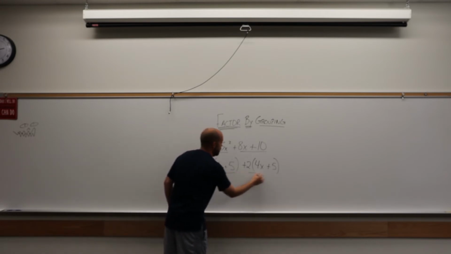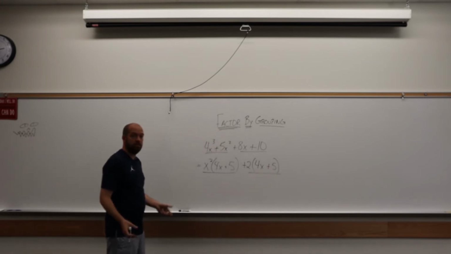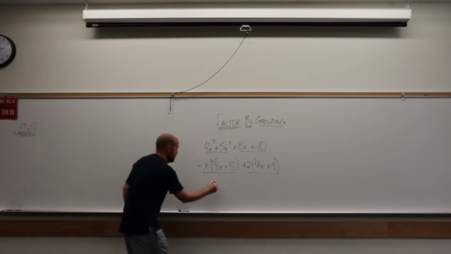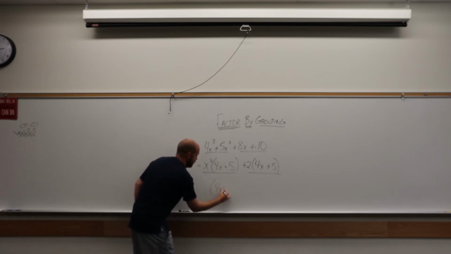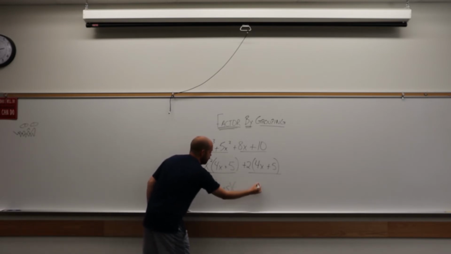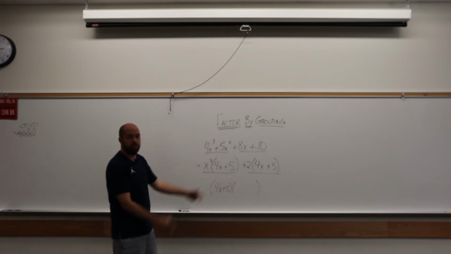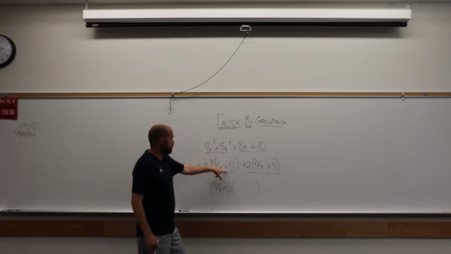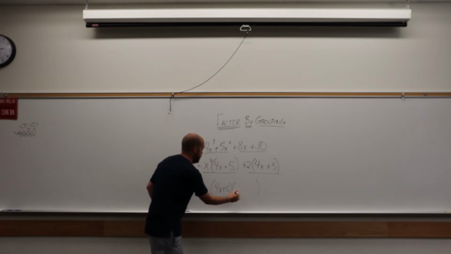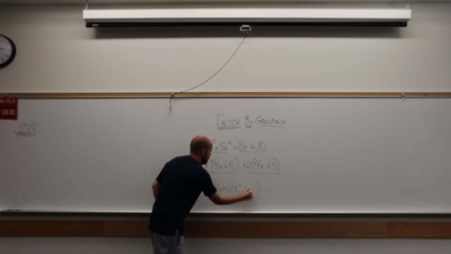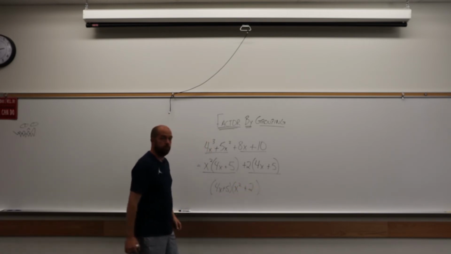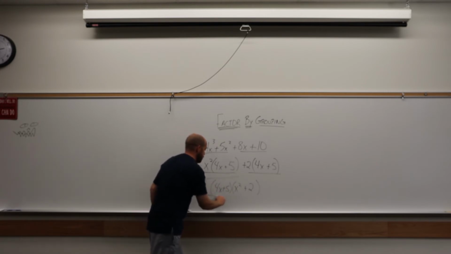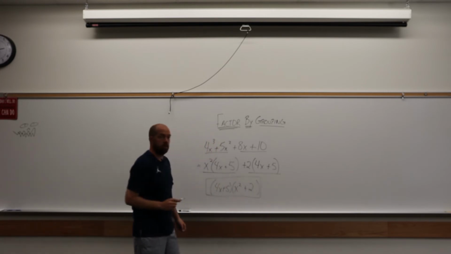Well, looky there. They both have the same exact parentheses, so now we factor that out to the front. That gives me parenthesis 4x plus 5. Anytime you factor something out, it creates another parenthesis. So let's take this out. What's left? X squared and plus 2. And there we go. We have just done another factoring by grouping problem.